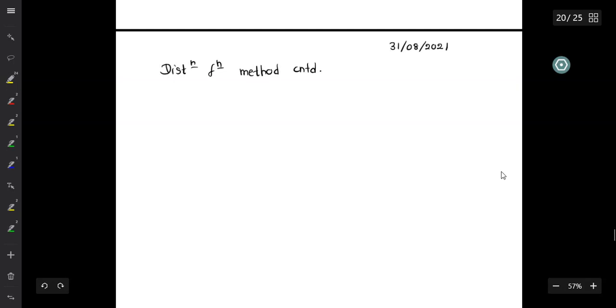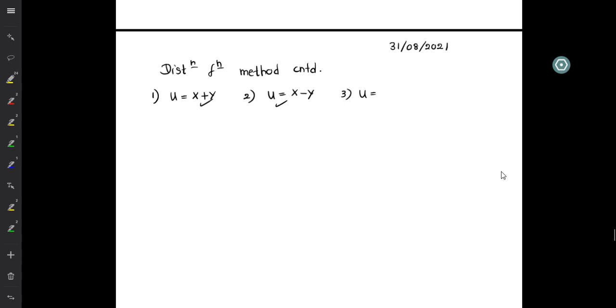Okay, today we are going to look at the distribution function method for the product and the quotient of two random variables. If you can remember what we did last time, we talked about how to find the density function for the sum of two random variables and also the difference of two random variables. So we have already done that. Today we are going to look at how to find the density function using the distribution function method when our new random variable u is x times y, or the quotient x divided by y.